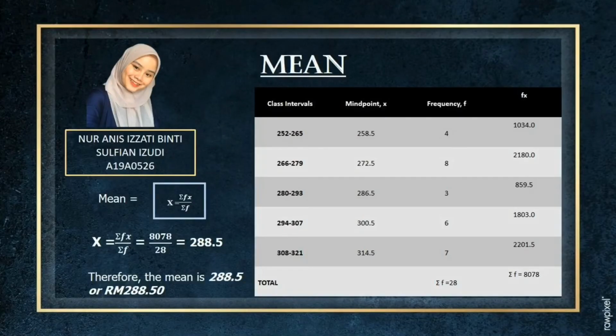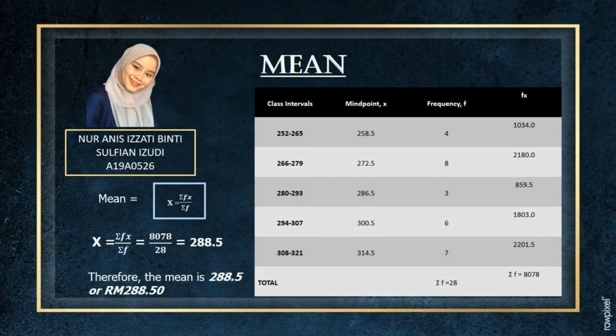For the mean, you need to calculate the fx. How to calculate the fx? First, you multiply the midpoint by f, and you can get the fx. So here I got the total of fx is 8078.